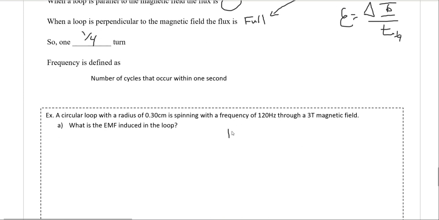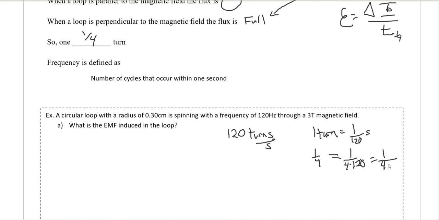120 hertz. 120 hertz is 120 turns per second. So 1 turn should take 1/120 seconds. So the 1/4 turn should be 1/4 multiplied by 1/120 seconds. So it's only 1/480th of a second.